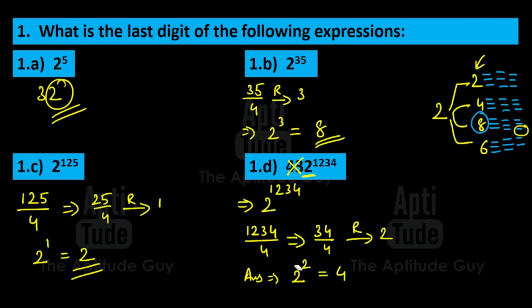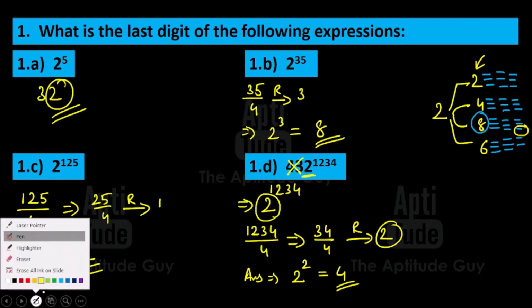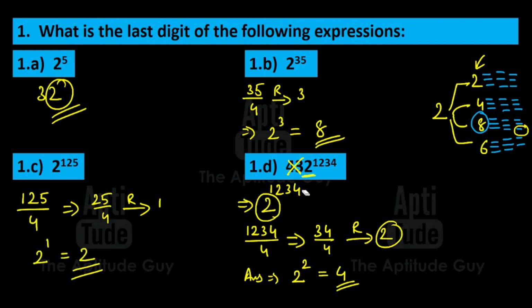Why this 2? This 2 is the base 2. And why this 2? This 2 is the power 2. And the answer is 4. So we have 2 over here, 8 over here, 2 over here, and 4 over here. Now let me ask you another basic question. What if when you divide the power by 4, the remainder ends up becoming 0? Then what do you do?